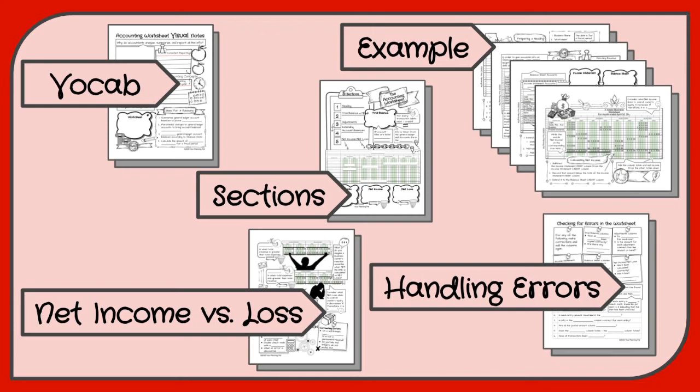But here we are at the end of the accounting worksheet visual notes. We have covered vocabulary. We have talked about sections of the worksheet. We've gone over an example. We talked about net income versus net loss, and we also talked about handling errors.